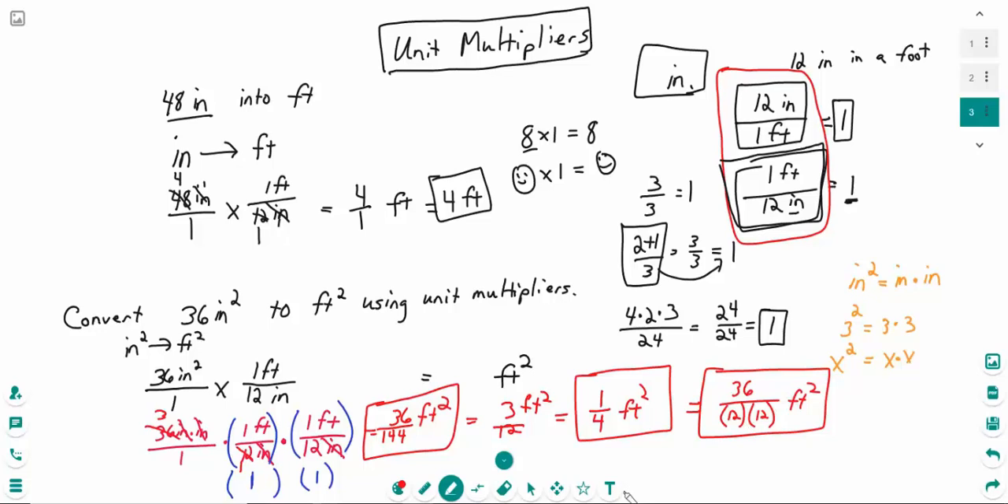So that's fine in your book. That way you're not using big numbers and trying to multiply all these big numbers out. You can just keep them as factors. Okay, so that's how you use unit multipliers for squared measurements.